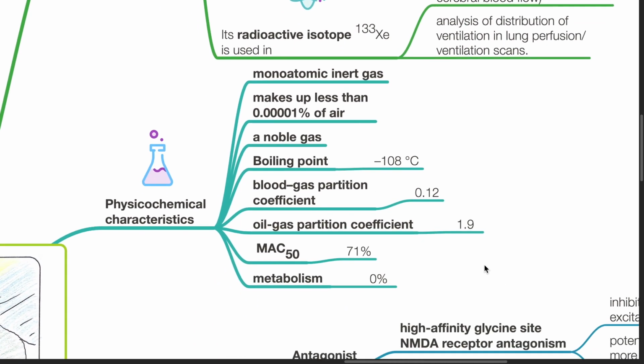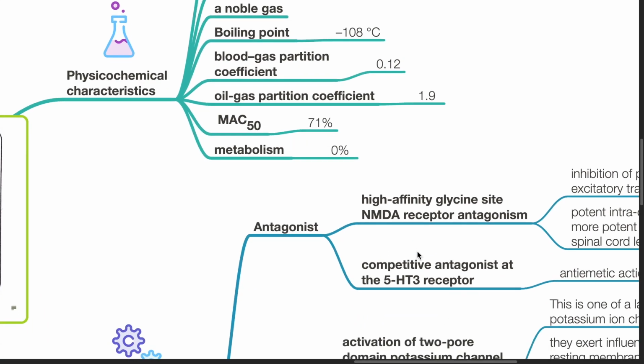Physicochemical characteristics of Xenon. It is a monoatomic inert gas that makes up less than 0.00001% of air. It is a noble gas with a boiling point of negative 108 degrees Celsius. It has a blood gas partition coefficient of 0.12 and oil gas partition coefficient of 1.9. MAC 50 is 71%, metabolism is 0%.